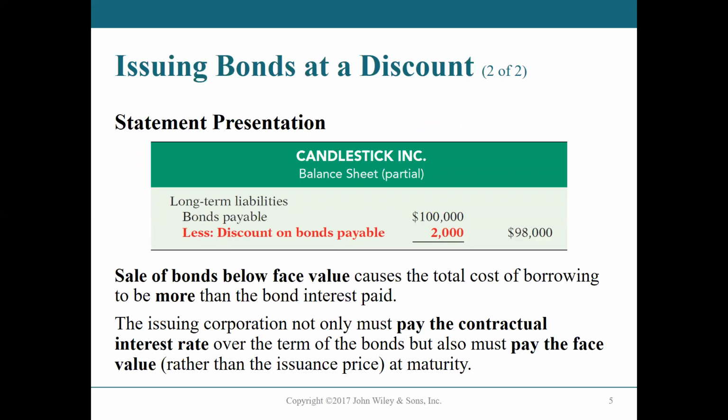In the balance sheet, it would look like this. It would show bonds payable of 100,000 less the discount on bonds payable, and then it would give a book value of 98,000. That's the amount that they owe as of the time this balance sheet was made.